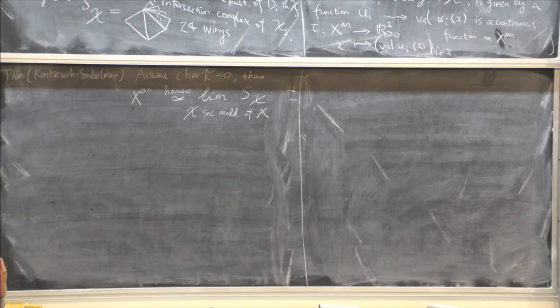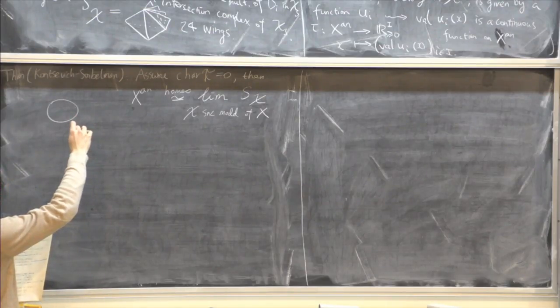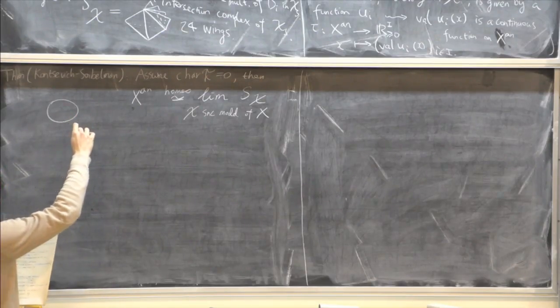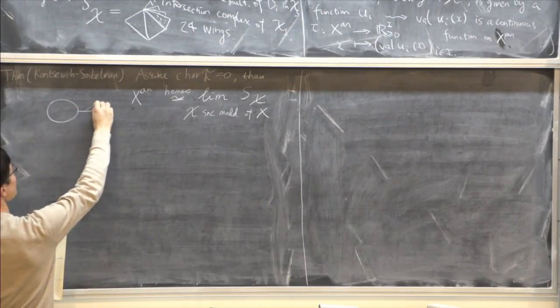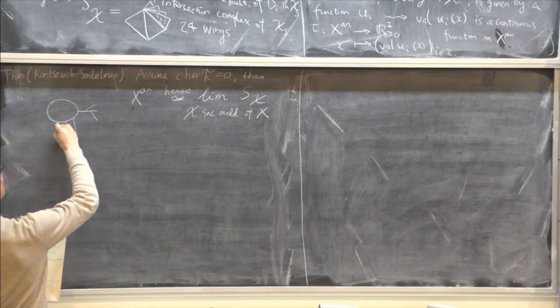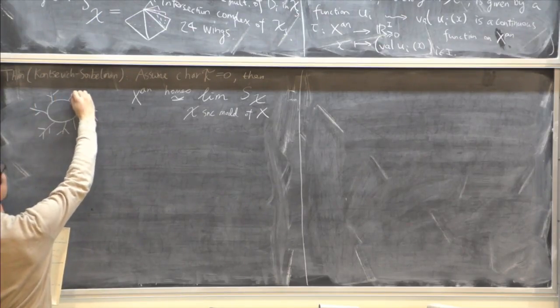What does the Berkovich spectrum of the elliptic curve actually look like? That's the circle, for an elliptic curve with bad reduction. It's a circle. Then we start to add wings, so it's like all these trees growing.